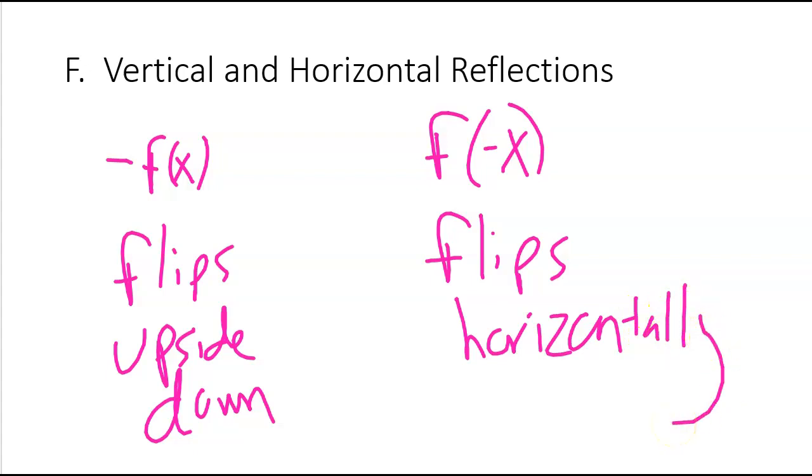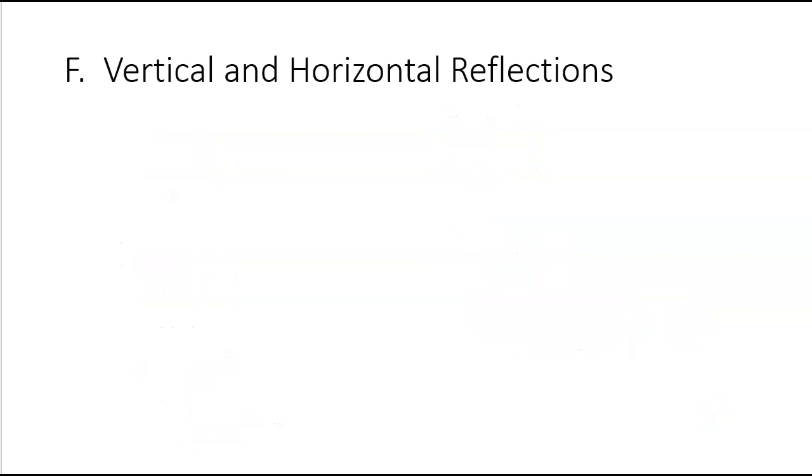So those are horizontal and vertical reflections. So if you multiply a negative on the outside, it flips your graph upside down. And if you put a negative on the inside, it flips your graph horizontally. Okay, so let's go ahead and see what effect that's going to have on our trig functions that we're graphing right now.